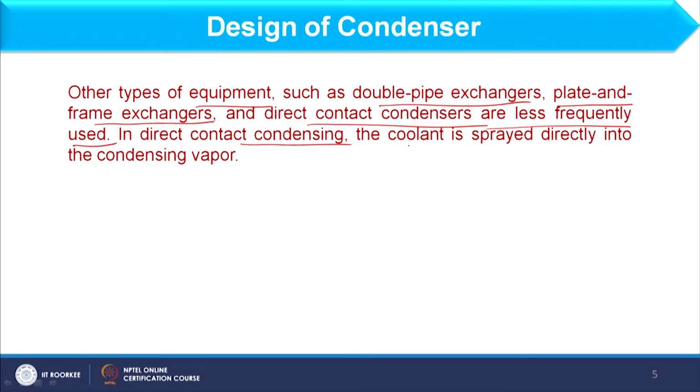In direct contact condensing, coolant is sprayed directly into the condensing vapor. So, you can understand that apart from shell and tube heat exchanger, we have other exchangers also which are used as condenser, but not as frequently as shell and tube heat exchanger, right.